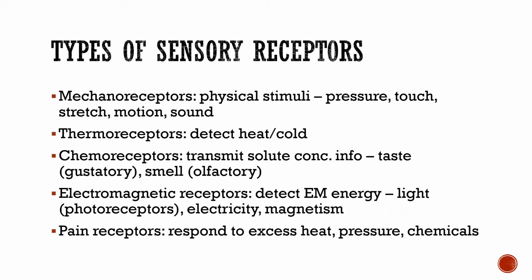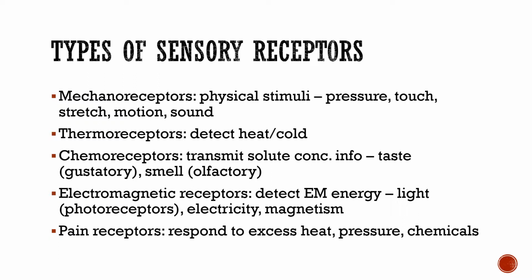For the types of sensory receptors, mechanoreceptors respond to physical stimuli, for example, pressure, touch, stretch, motion, and sounds. Thermoreceptors can detect heat or cold. Chemoreceptors can detect solutes, for example, taste and smell.